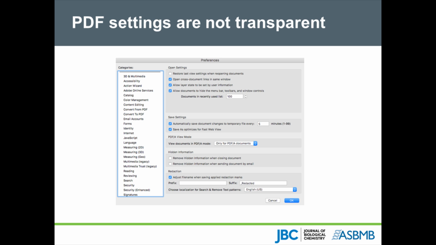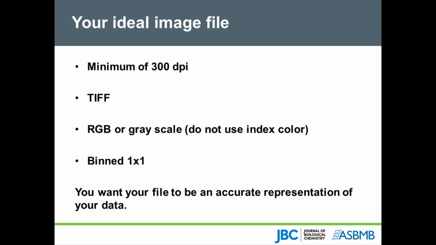Otherwise, you're going to have to sift through all these settings to figure out what's causing an artifact to appear in your image file, and it may not be correctable. So your ideal image file should have a minimum resolution of 300 dpi. It should be in TIFF format. Remember to save it as RGB or grayscale, not as index color. Finally, you want your image to be binned one by one to avoid looking like a Lego set.